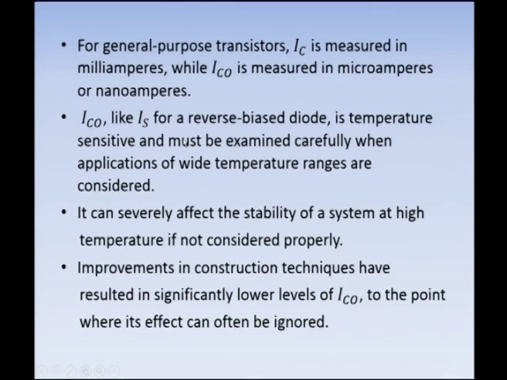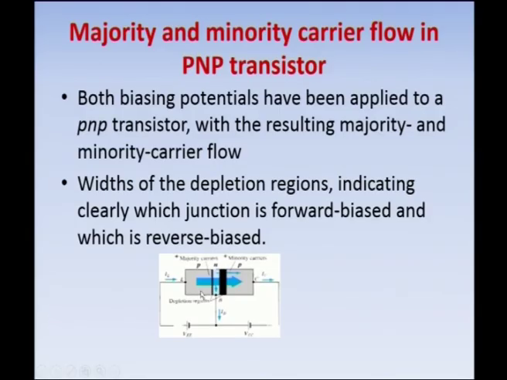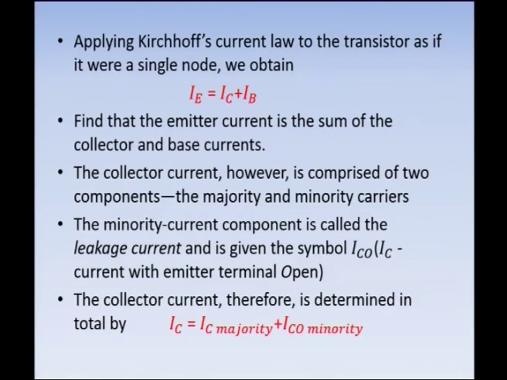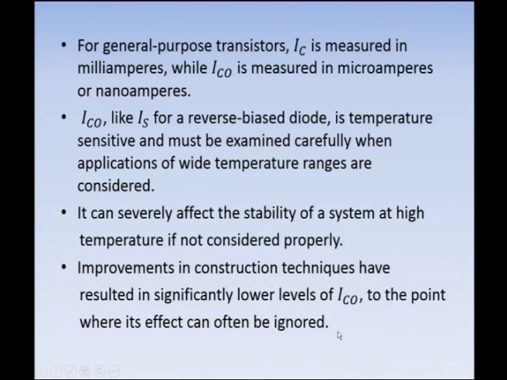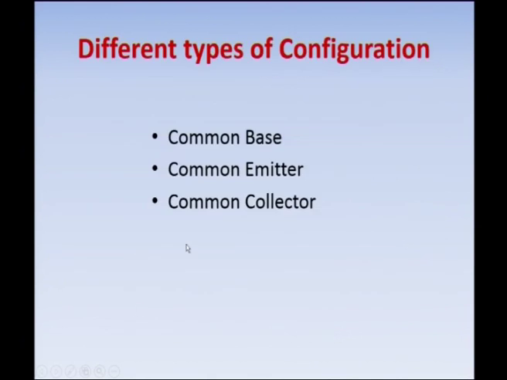So, now we have seen how biasing is given for a transistor and how it works, what the relationship is between the currents flowing through the emitter, base and collector using Kirchhoff's current law, and what the collector current is. The collector current comprises the majority carrier flow as well as the minority carrier flow. So, this is the basis for the different types of configuration.